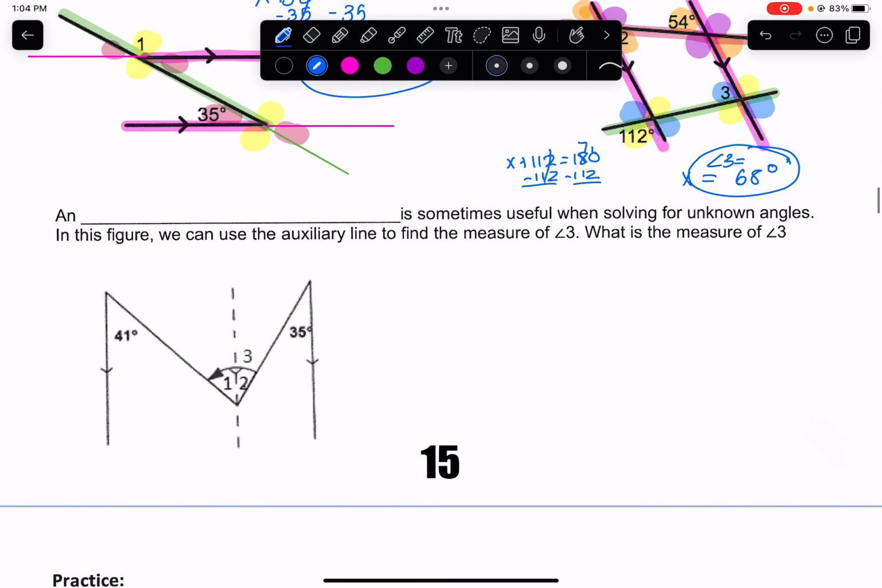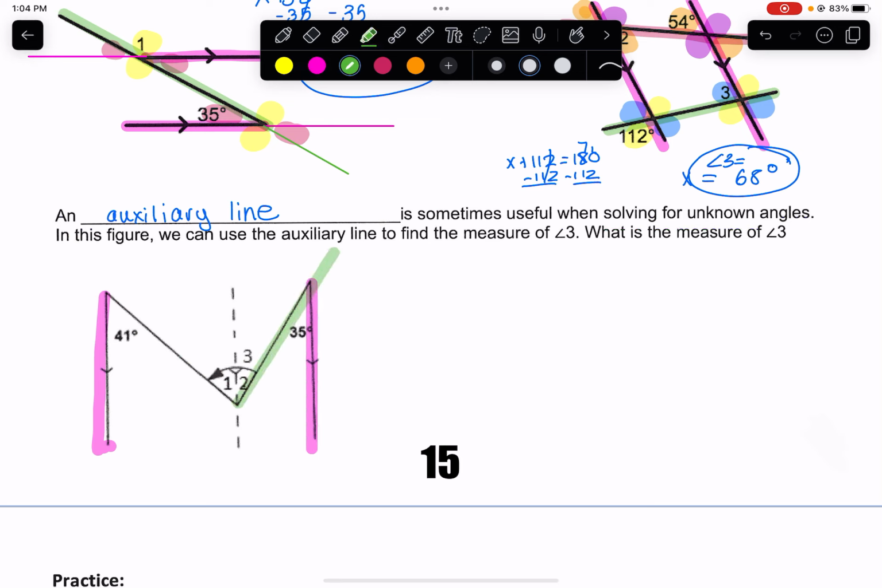Sometimes what we're going to have to do is construct an auxiliary line. This is basically just a helper line. It's going to split my diagram in such a way that I will be able to use my parallel line relationships. So in our original problem down here, they gave us these two parallel lines, and they gave us this transversal and this transversal.